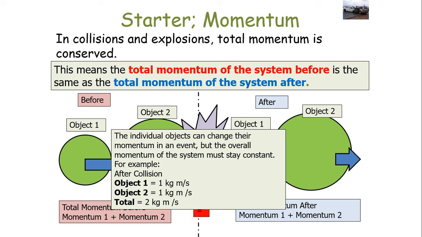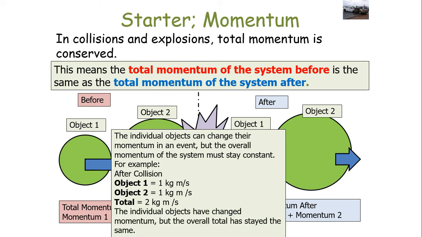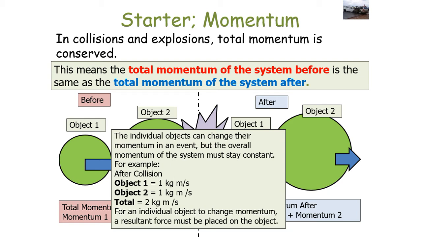So whilst the total momentum of the system has stayed constant, it was 2 before, so it's 2 after, the individual objects in the system have changed their individual momentum. So that's a very important idea to understand regarding this law in physics. Now, for an individual object to change its momentum, a resultant force must be placed on the object. So we can tell in this example, object 1 and object 2 have had a resultant force placed upon them. Why do we know that? Because their momentum has changed.